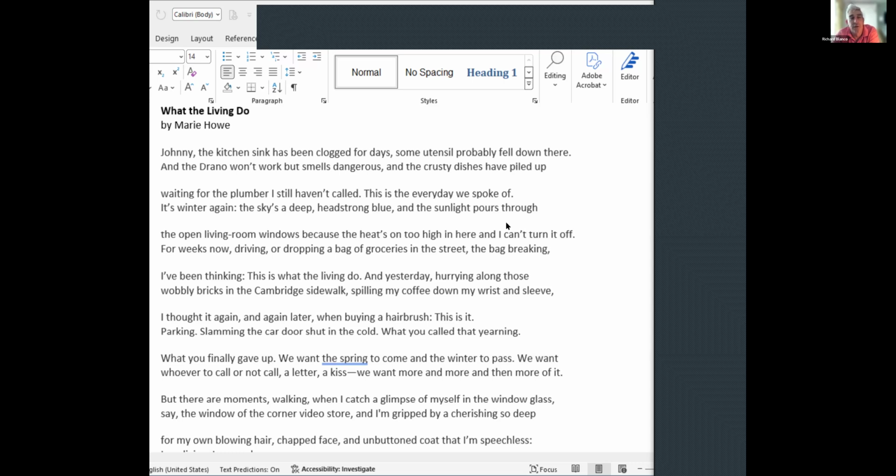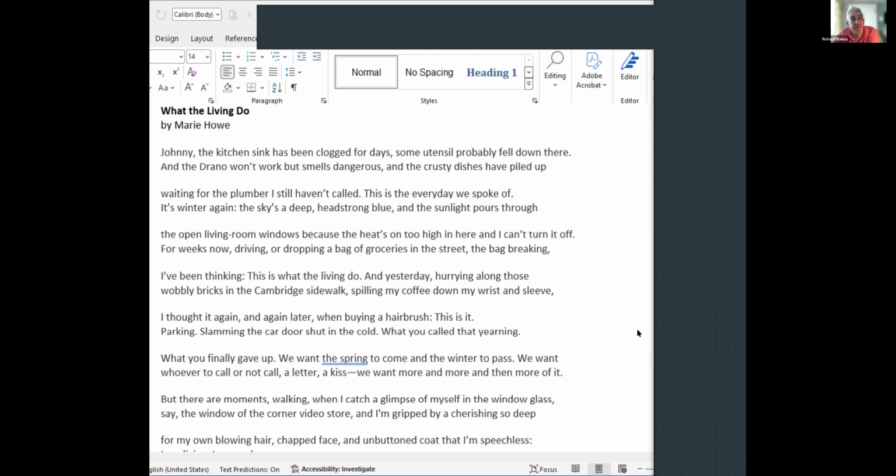It's winter again. The sky a deep, headstrong blue, and the sunlight pours through the open living room windows because the heat's on too high in here, and I can't turn it off. That's loaded, right? And I can't turn it off. Every word is manipulated in a poem, right? And yet it sounds like a letter.